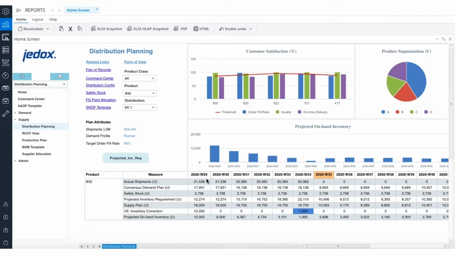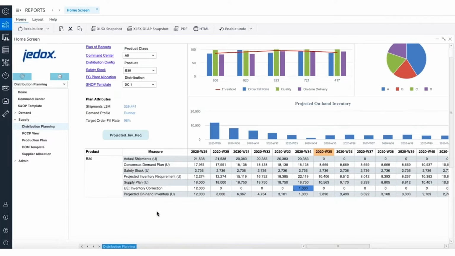It's also lead time adjusted, and the main measures he would be looking at would be actual shipments. What were his actual shipments, and he can then look at the consensus demand that just came in weekly buckets, and then he tries to look at the safety stock and make sure it's maintained, and also he looks at the supply plan and tries to make sure that it's always level loaded. And using these, the system would then automatically calculate the projected on-hand inventory requirement, which would be the demand.